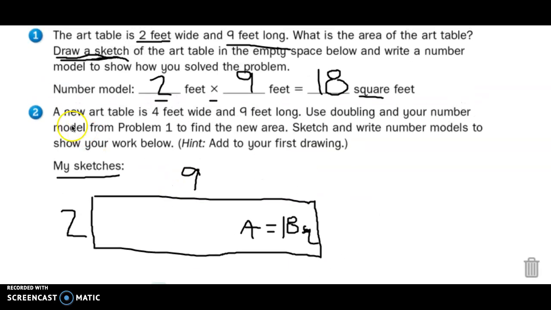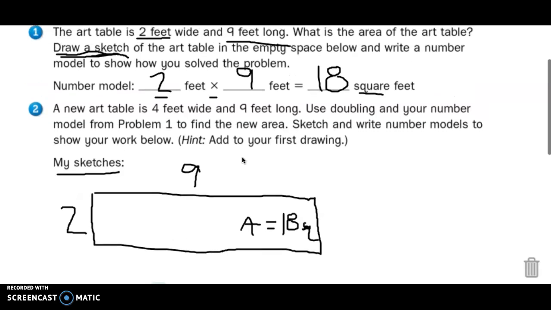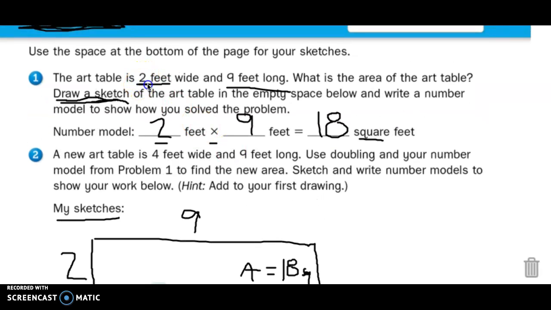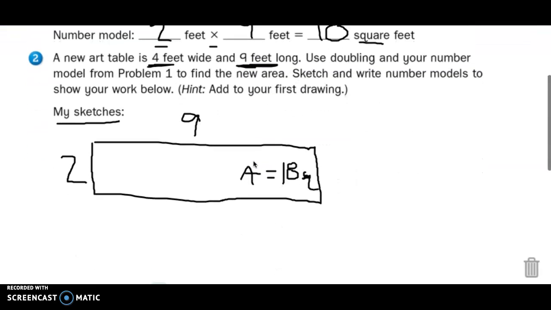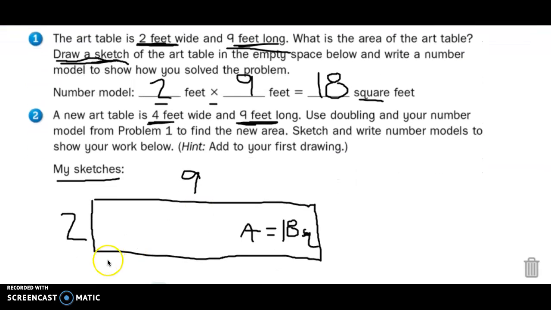Now let's go to number 2. A new art table is 4 feet wide and 9 feet long. Use doubling and your number model from problem 1 to find the new area. Sketch and write number models to show your work below. Hint. Add on to your first drawing. Look, I had 2 up here and 9. And now I have 4 and 9. And it says use doubling. I wonder what that could mean.